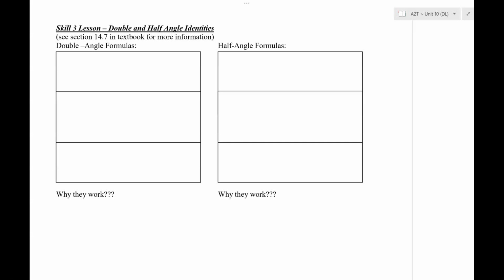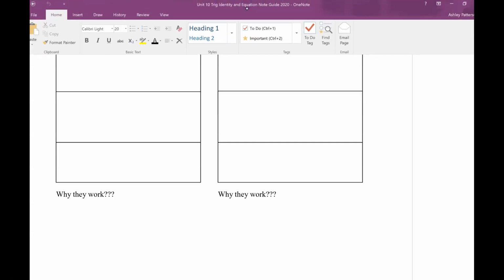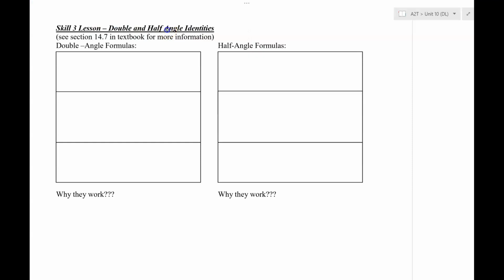All right, hello. We are jumping into skill 3. You can find it in section 14.7 in your textbook if you need more information than what you're going to get right here today. We're dealing with double and half angle formulas. For half angle, there is one for sine, one for cosine, and one for tangent. We'll start with sine.